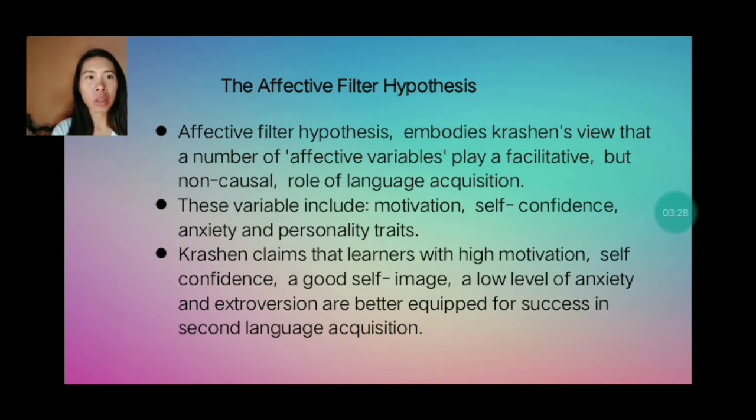The affective filter hypothesis. The affective filter hypothesis embodies Krashen's view that a number of affective variables play a facilitative but non-causal role in language acquisition. These variables include motivation, self-confidence, anxiety, and personality traits. Krashen claims that learners with high motivation, self-confidence, a good self-image, a low level of anxiety, and extroversion are better equipped for success in second language acquisition.